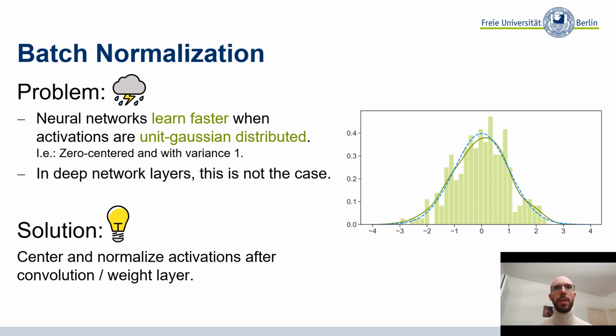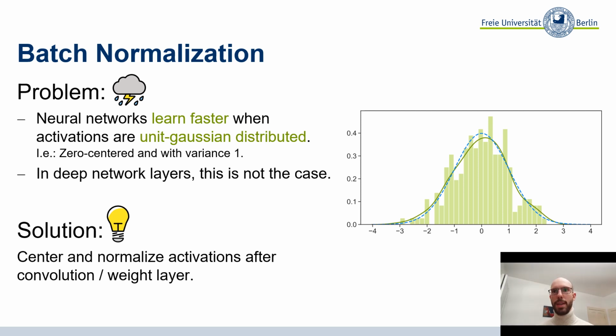And variance: if your inputs are very spread out, then, for example, with a sigmoid function, you have many outputs that are in the saturating region. So those aren't going to contribute to updating the gradient. Okay, and the problem is that if you have a very deep neural network, since we are applying so many non-linearities, and the network function becomes so complex, typically this is not the case anymore. So you don't have this nice unit Gaussian distribution of outputs. And we want to change that. So the idea is to center and normalize the activations after each convolution and weight layer.